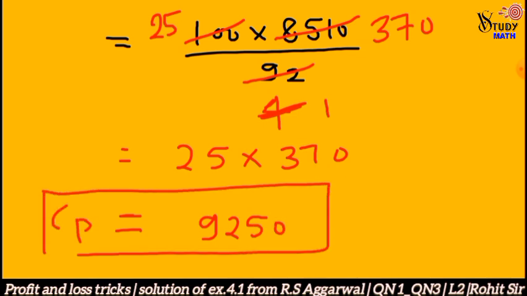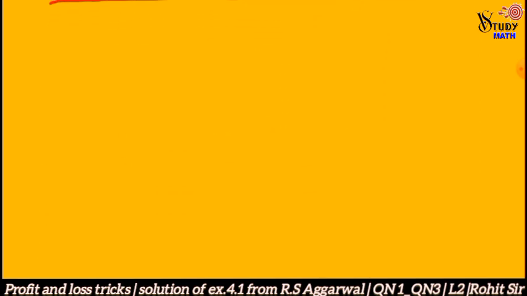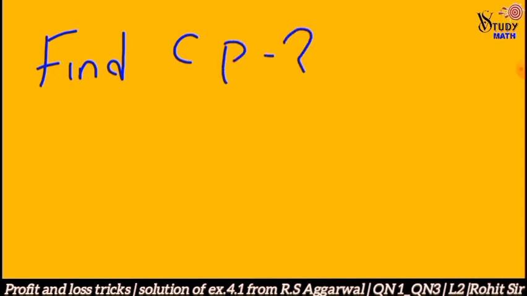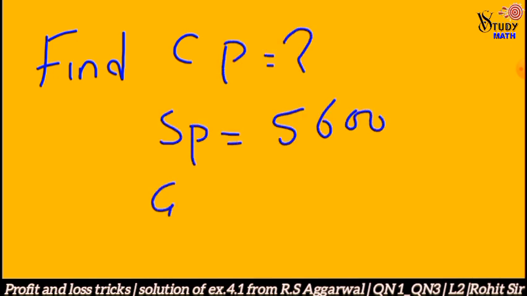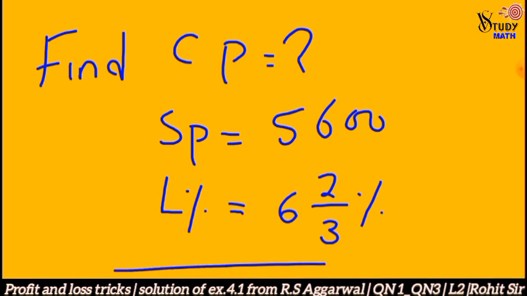So now I'm giving you a challenging question. Or we can say it is a homework question: you have to find CP when SP is given as 5600 and loss percent is given as 6 and 2/3%. When you solve this question, take a photo and send it in the comment section.